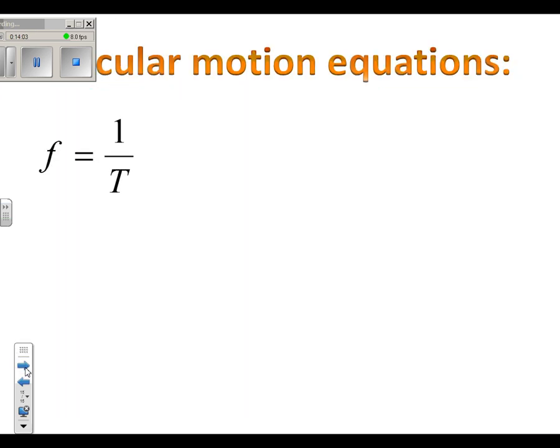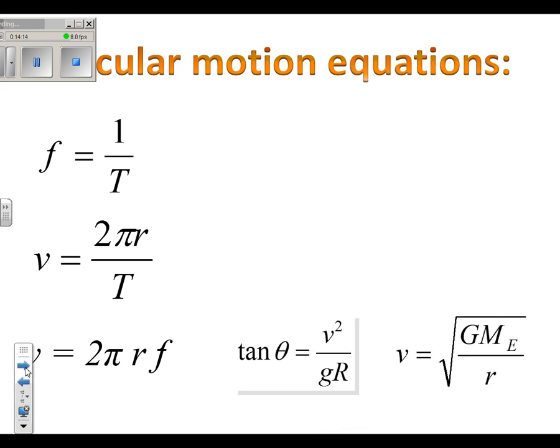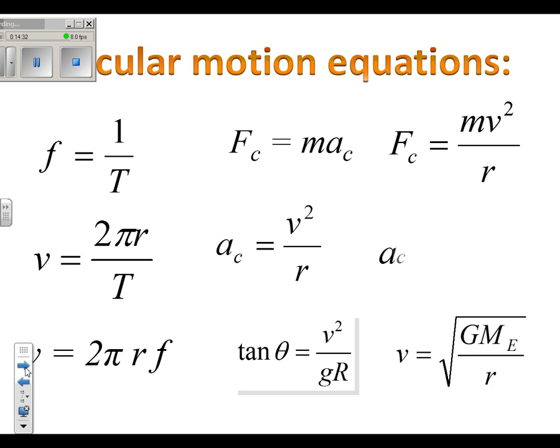So again, our circular motion equations: our f equals 1 over T, our v equals 2 pi r over T, our v equals 2 pi r f, tangent theta equals v squared over gr, our v equals the square root of G M_E over r. We have our F equals mv squared over r, our F equals ma, our a equals v squared over r, and our a equals 4 pi squared times r over capital T squared.